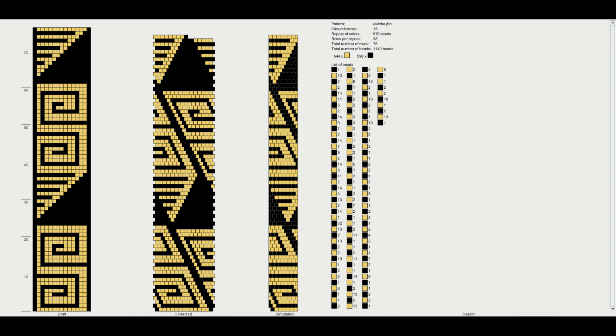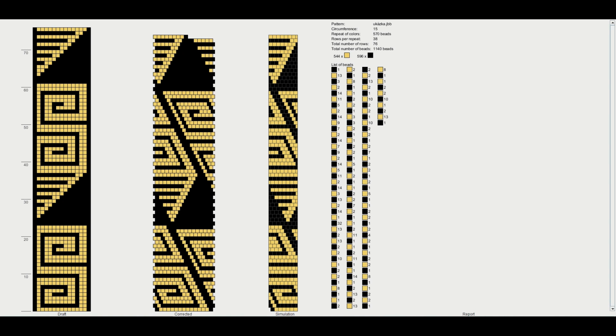Another useful information is repeat of colors and rows per repeat. Repeat of colors means how many beads we have to string to repeat the pattern, and rows per repeat means how many rows of the beads we have to string to repeat the pattern.